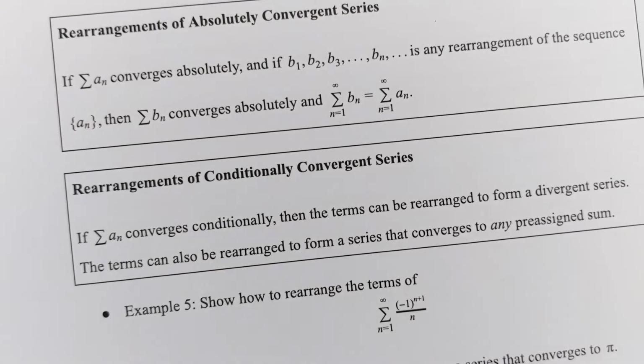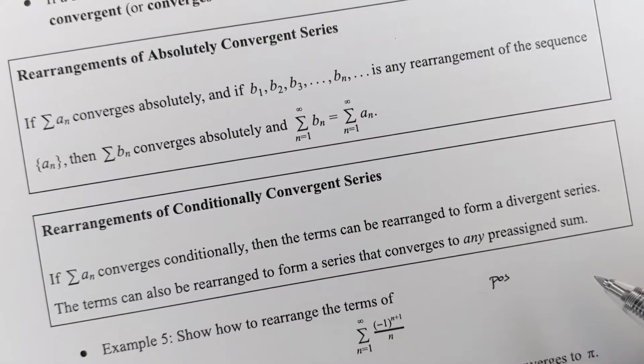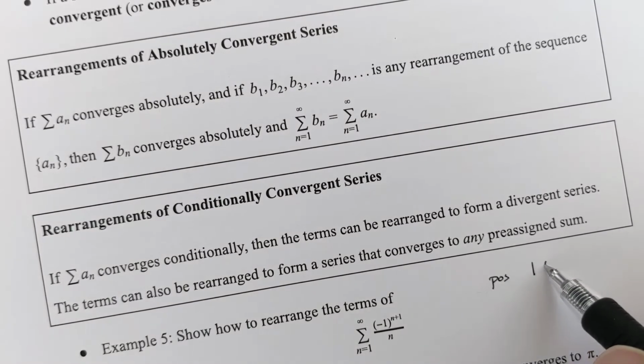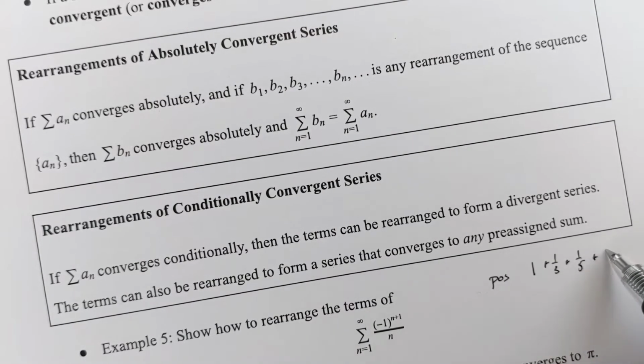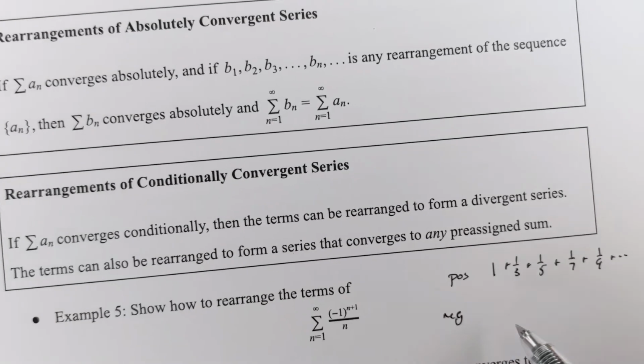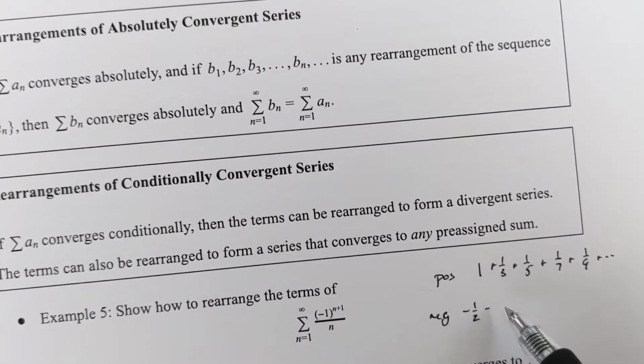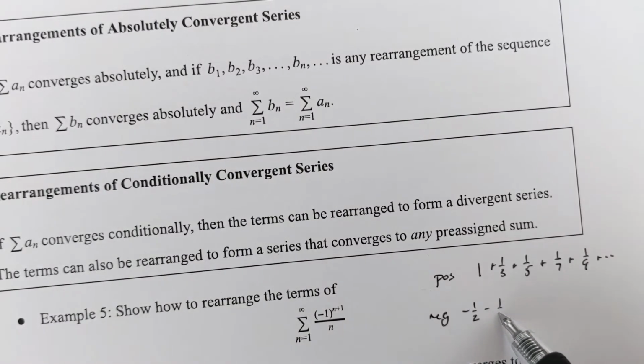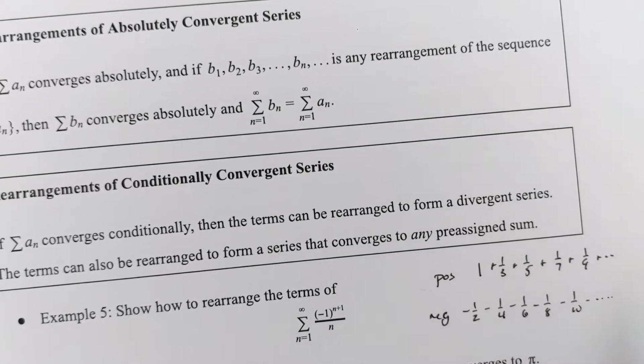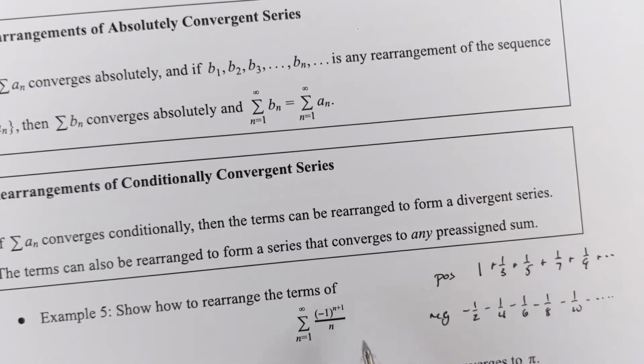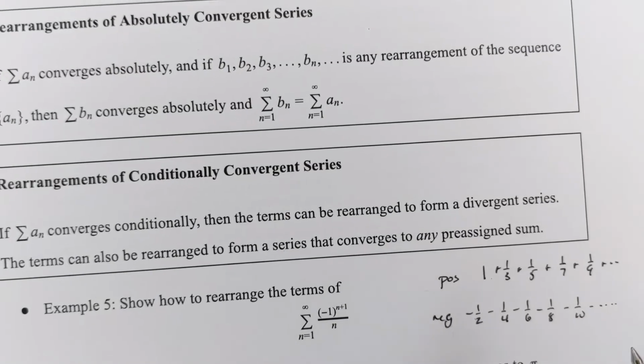So let's see here. Our positive terms, real quick, are going to be 1, 1/3, 1/5, 1/7, 1/9, and so forth. Our negative terms are going to be -1/2, -1/4, -1/6, -1/8, -1/10, and so forth. You just figure that out by plugging in. If n is 1, this becomes 1/1, so there's 1. When n is 2, you get -1/2 because this becomes -1 cubed, which is -1.